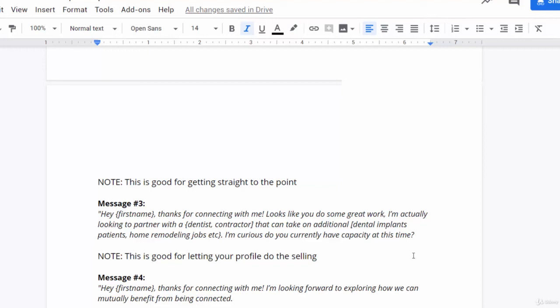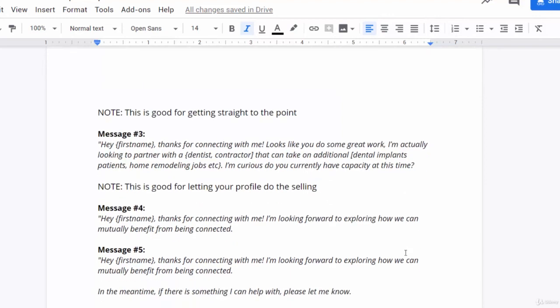And then guess what? After they accept your connection and they look at this message, they're going to go to your profile. They're going to see what you do and how you help people. And so this is a great way to let your profile do the selling for you, where you're just coming across like, hey, I'm just looking forward to seeing how we can mutually benefit in the future, right? That's it. And then they're going to check you out and your profile's doing the selling for you. Very, very powerful.